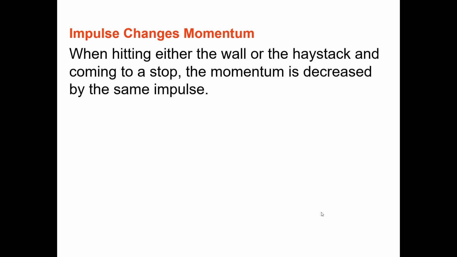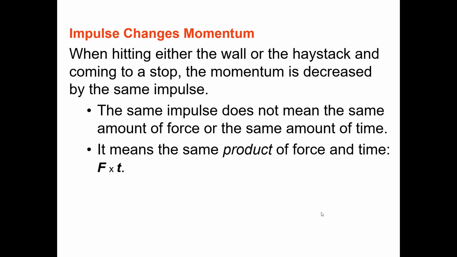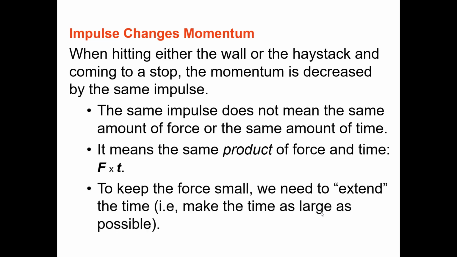So in either case, the point was that the car had a certain amount of momentum. If you want that momentum to change and go to zero, then you got to look at both force and time. And sometimes what you want to do is have as small a force as possible. That means you want as big a time as possible. So the same impulse or change in momentum does not mean the same force or the same amount of time. It's the same product of those two quantities, meaning you could vary either one and get the same result. Okay? To keep a force small, you want to extend the time.